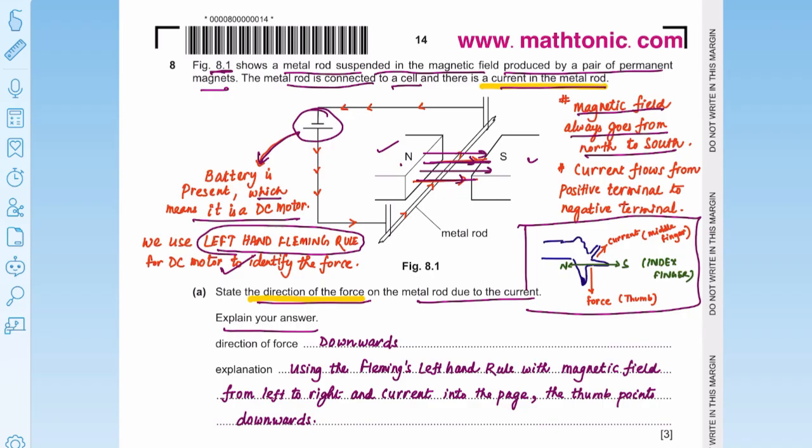Now we'll talk about current. Current always flows from what? Positive to negative. It will pass through like this. You can see here, right? Current flows from positive to negative like this.